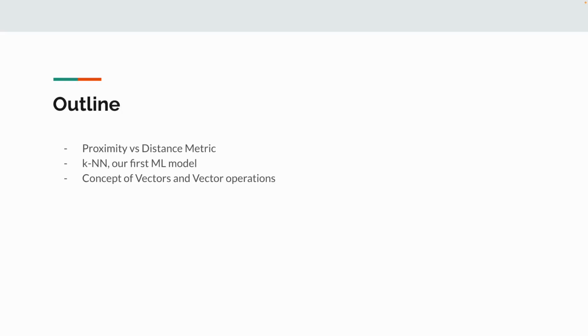Again, to do this modeling, we will also need to learn the concept of vectors. Okay. So three major points: distance or proximity metric, K nearest neighborhood model, and some of the basic concepts about vectors and vector spaces and also the vector operations. So these will be our main content for this lecture.